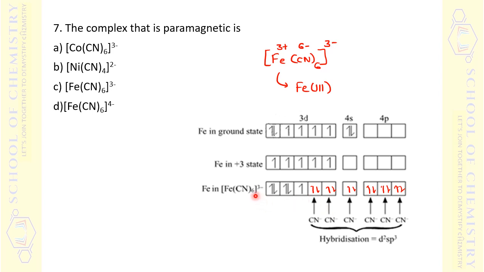So if you look at the overall situation, you can find one unpaired electron, and if there is one unpaired electron, obviously you can call it a paramagnetic species. Whereas if the same logic, the valence bond approach, is applied to all the other species A, B and D, you should find no unpaired electrons left over. Only in C you have one electron, so option C should be the correct answer. [Fe(CN)6]3- is the correct answer for this question.